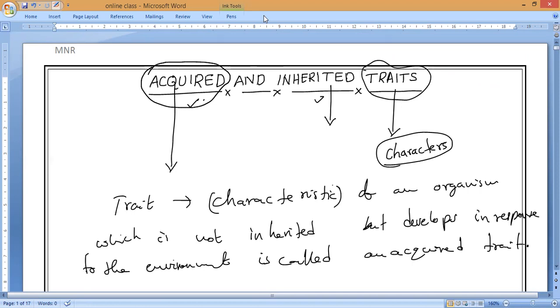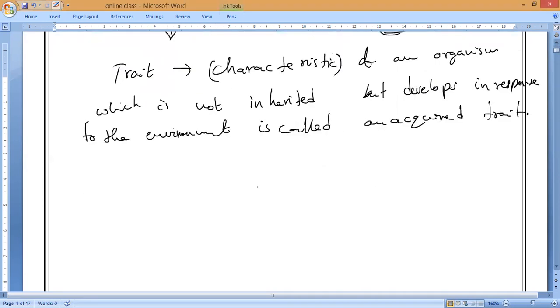So which we are getting from the environment or the environmental changes, that is what we call an acquired trait. For example, as I told you, I migrated from Andhra to Tamil Nadu and I am trying to survive here. A lot of changes you might notice, which I am learning from the environment, where I am getting the characteristics from the environment. That is what we call acquired traits.